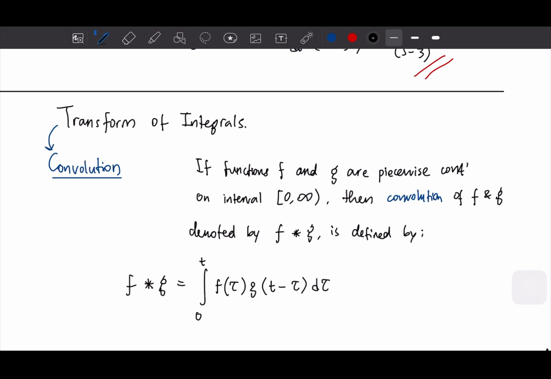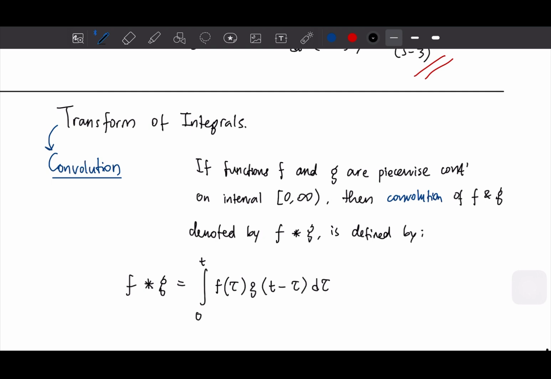So the convolution of f and g is a function of t. Remember that the form is actually similar to what we see in the fundamental theorem of calculus, right? It can be any variable, but to differentiate with respect to t, we need to take this into different variables.